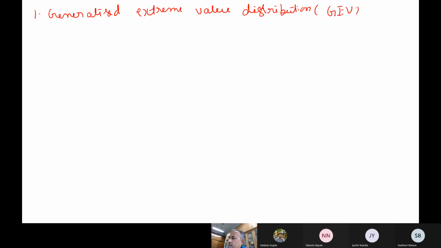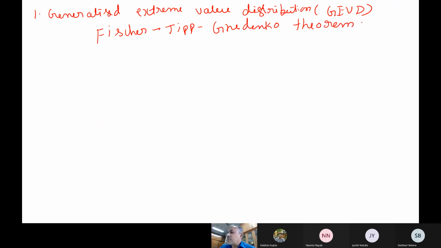So one is the generalized extreme value distribution, which is GEV, generally. And this distribution comes from one famous theorem. We will not prove the Fisher-Tippett-Gnedenko theorem. Okay, so this is a famous theorem.